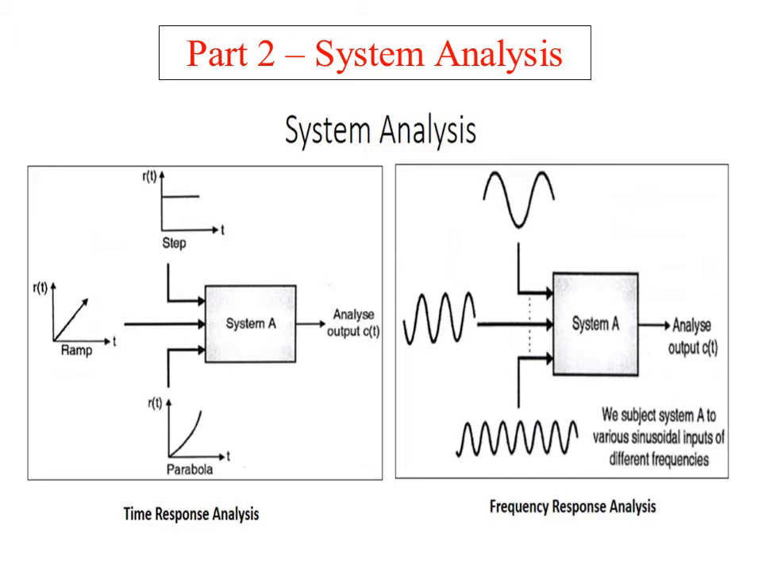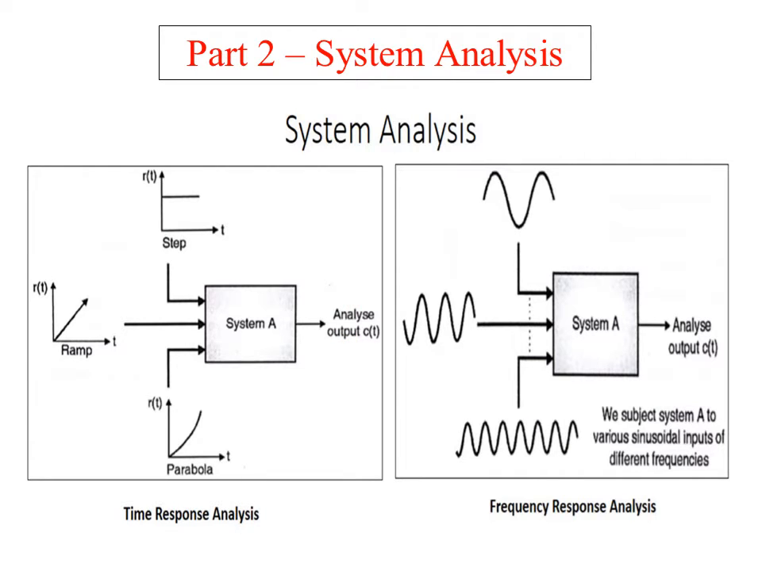In the system analysis, we will have two kinds of analysis over here. One is the time response analysis, another one is the frequency response analysis. In the time response analysis, the system is given different inputs. One may be the step input, another the ramp input, another the parabolic input. There is the output, and we can analyze the output.